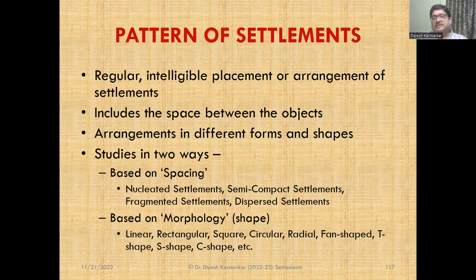Even at regional scale, we can look at a big region and see how different settlements as a whole are placed or arranged in relation to each other, again with reference to spacing between or among the settlements, as well as different shapes of those settlements. So patterns can be understood in terms of spacing and in terms of shape, or as we call it, morphology.